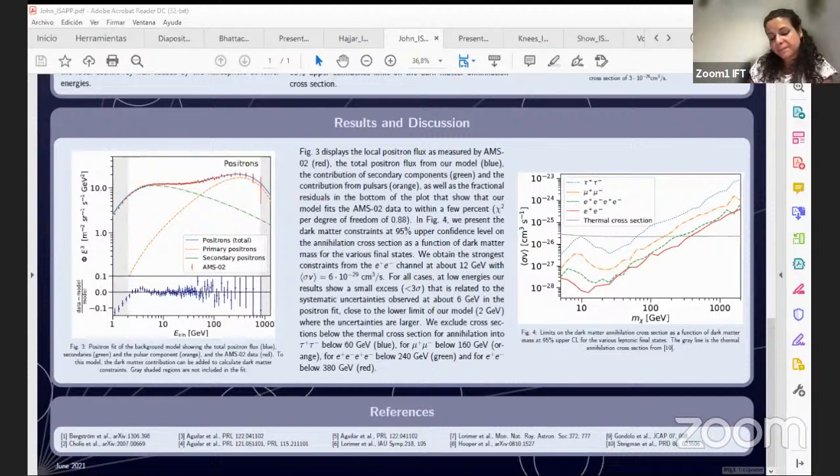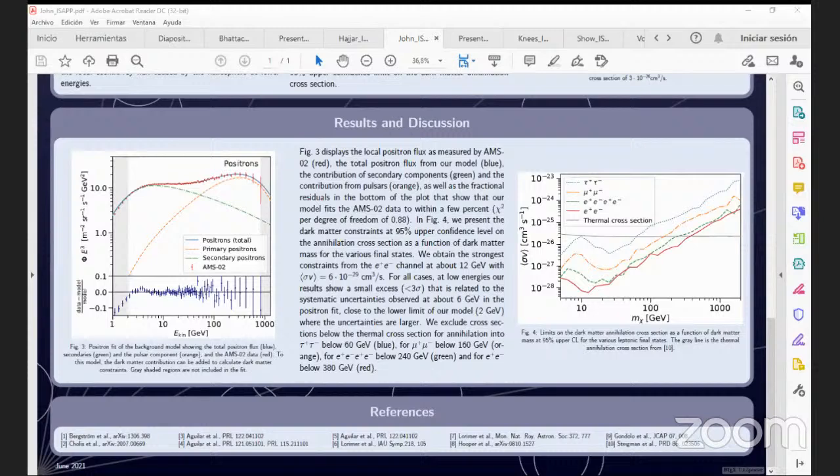Any question? Oh, and maybe I can just add a quick comment. We will have our paper out on arXiv in just a few weeks. So there will be more details.